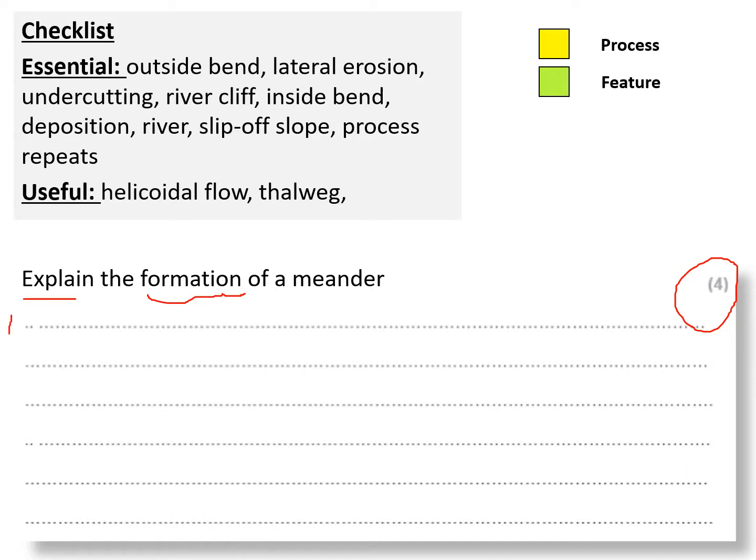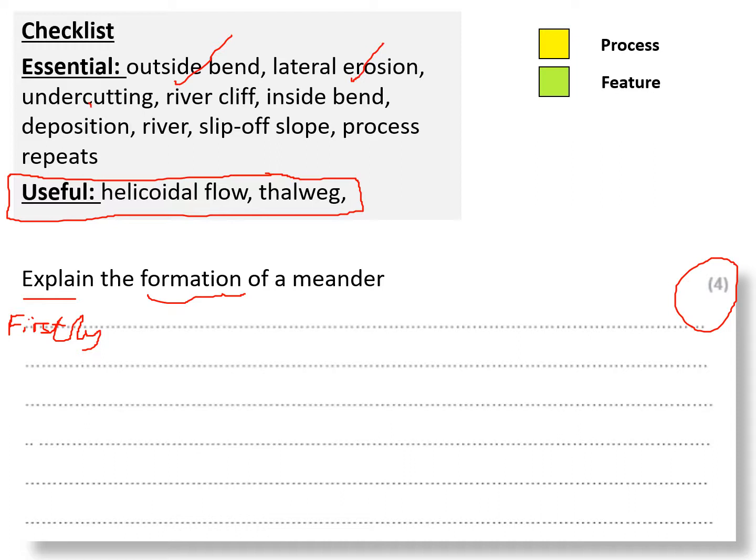The first word we'd like to start with, as always, is firstly. Now here's the thing, these are optional. If you want to use them, you can. If you really want to challenge yourself, you might need to go back. But these are essential: outside bend, lateral erosion, undercutting, river cliff, inside bend, deposition, and so on. These are essential, really. So pause the video and see if you can write this out, and we'll check the answers shortly.